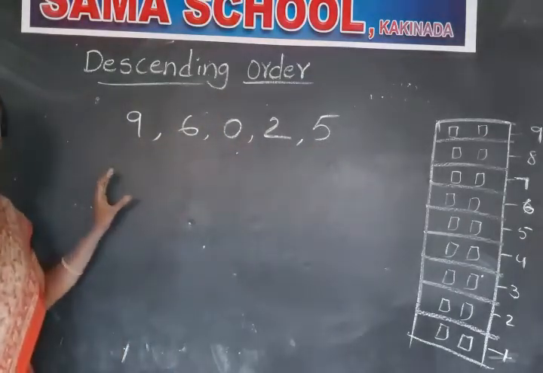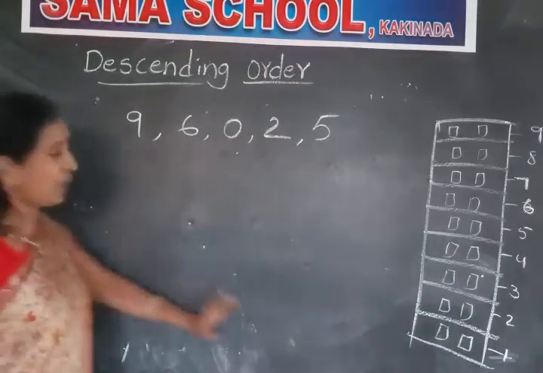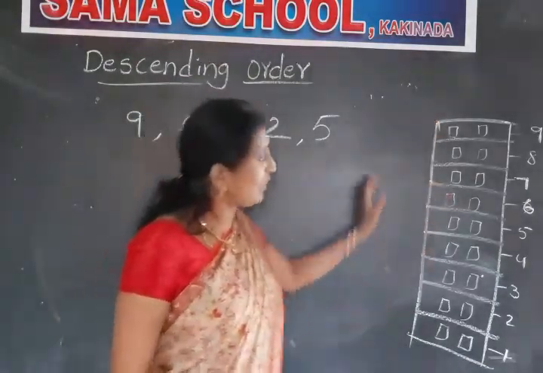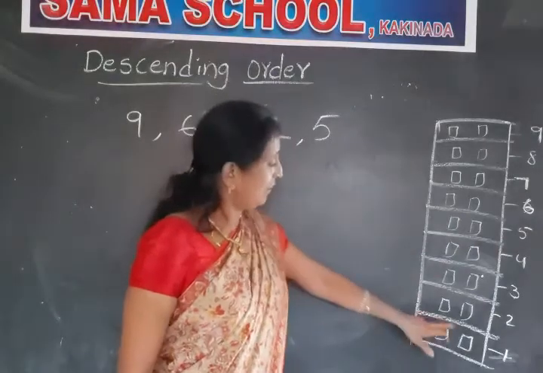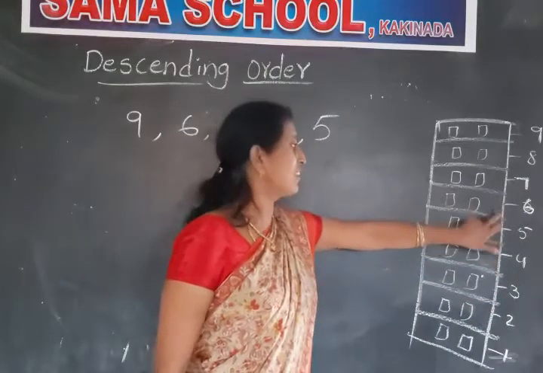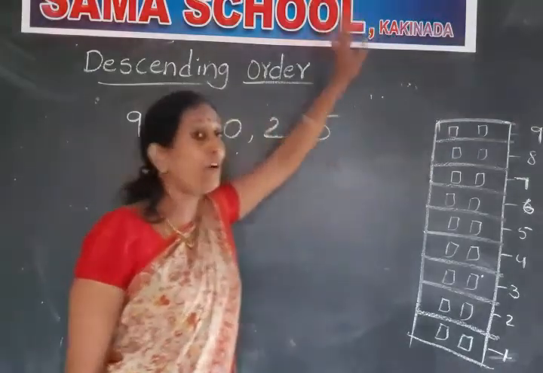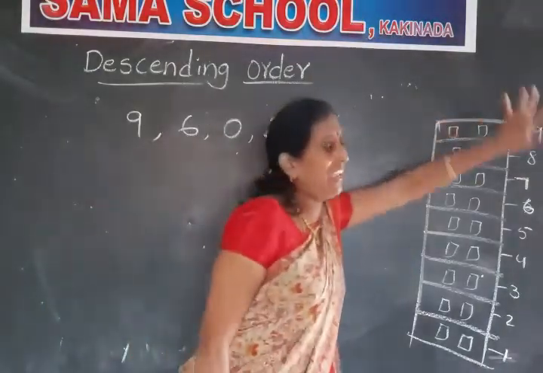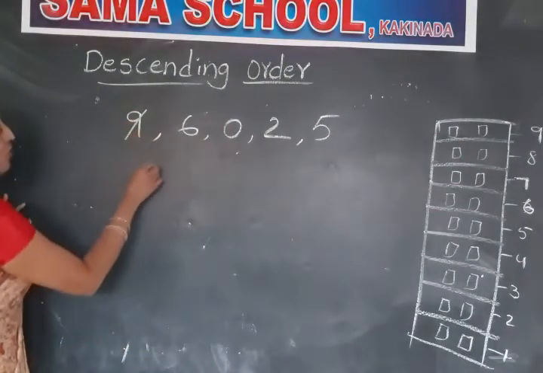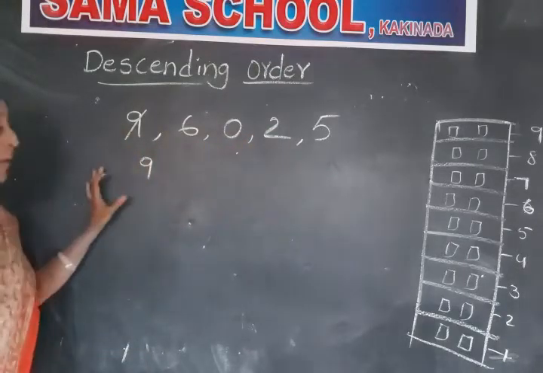We arrange the numbers from big number to small number. See here, which is the big number in this? See this apartment. In this apartment there are 9 floors. Which is the highest floor? This is the first floor, second floor, third floor, fourth floor, fifth floor, sixth floor, seventh floor, eighth floor, and this is the 9th floor. At the top, which floor is there? 9. So 9 is the highest number. You write 9 first. In these numbers, 9 is the big number.